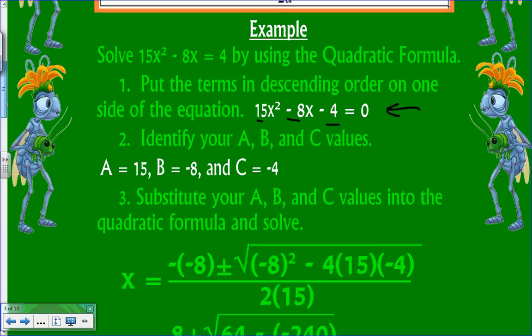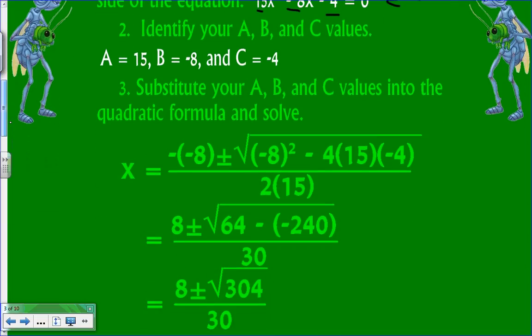Substitute a, b, and c into the quadratic formula and solve. So we have minus b, so that'd be minus a negative 8, which is going to turn out to be a positive 8, plus or minus the square root of b squared, so that's negative 8 squared, minus 4 times a times c, all divided by 2a. So we have it all plugged in there.